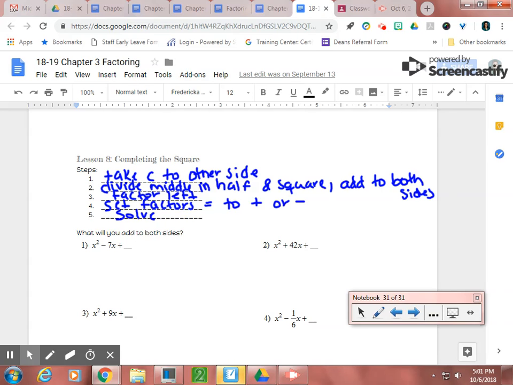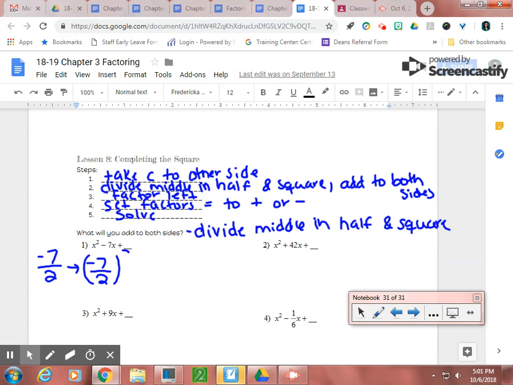So what we're doing in this is dividing the middle in half, and then we're going to square. So it's not always going to be a nice number. Like the first one is not a nice number. To divide -7 in half, you do -7 halves. Then you square that. When you square a fraction, you're taking -7 halves times -7 halves, which is positive 49 fourths. So what you're adding is 49 fourths, and that's going to be added to both sides of this.